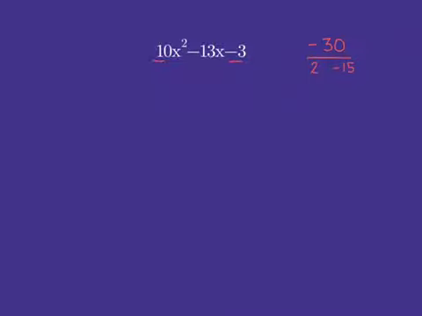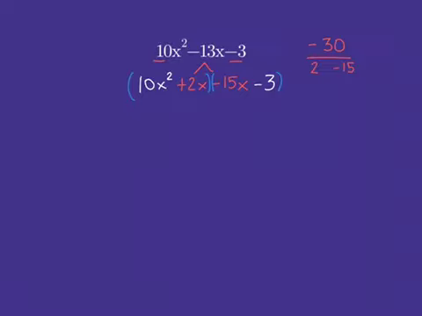If we multiply those, we get negative 30. If we add them, we get negative 13. So we're going to break this apart into a plus 2x and a minus 15x, again using those factors we just found. We still have the 10x squared, and we still have the minus 3. So now we can group the first two terms and the second two terms together.